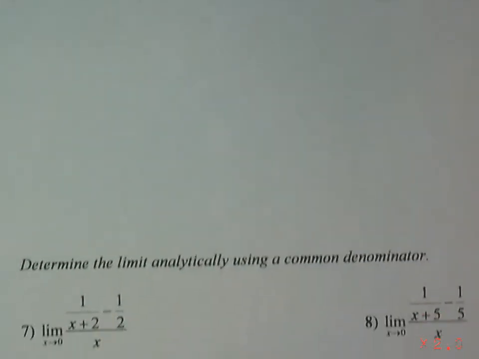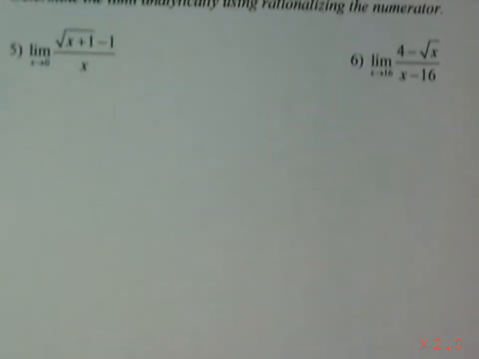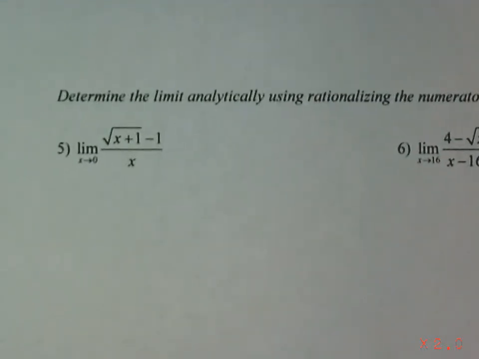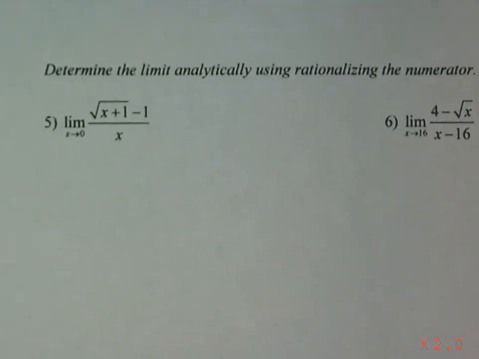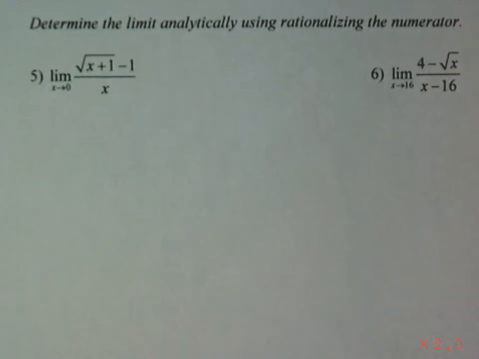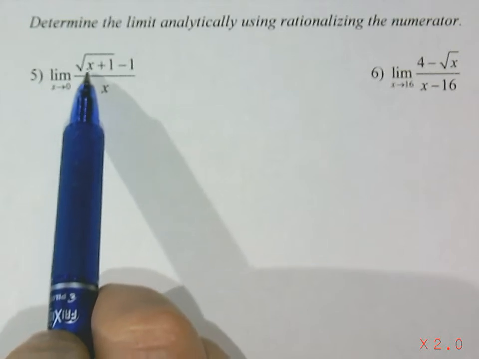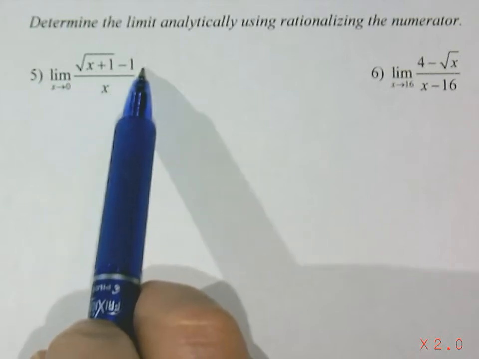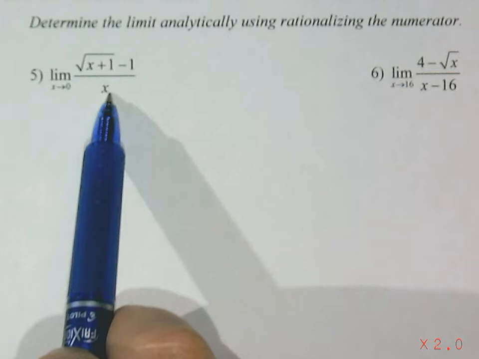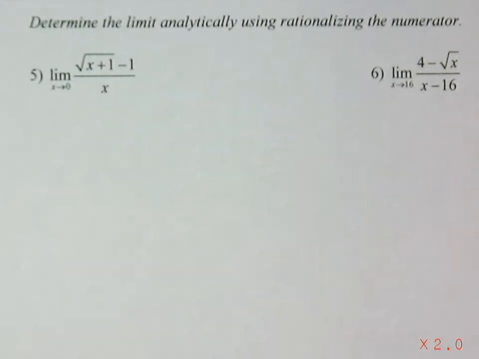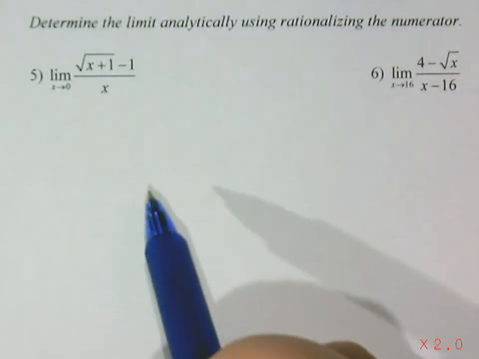There's another technique analytically that I want to show you. And we're going to be doing rationalizing the numerator. When you're rationalizing the numerator, it's because if you put a 0 in for x at this point, 0 plus 1 is 1. Square root of 1 is 1. 1 minus 1 is 0. Put a 0 in for x, I get 0 in the denominator. So I get 0 over 0 again. So what I want to do is rationalize the numerator.